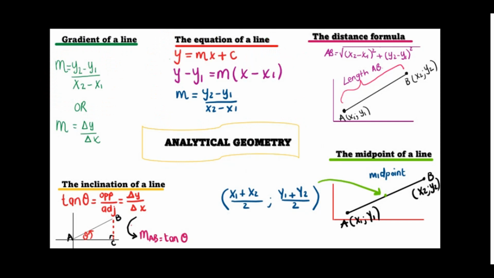We're going to be looking at the distance formula and the formula that you can use in calculating the length of a line between 2 points. We're going to be looking at the midpoint of a line and the formula that you can use in calculating the midpoint between 2 points. And we're also going to be looking at the inclination of a line, and how tan of theta is also equal to the gradient of a line. All in the efforts to help you better approach your test and exam questions on analytical geometry.